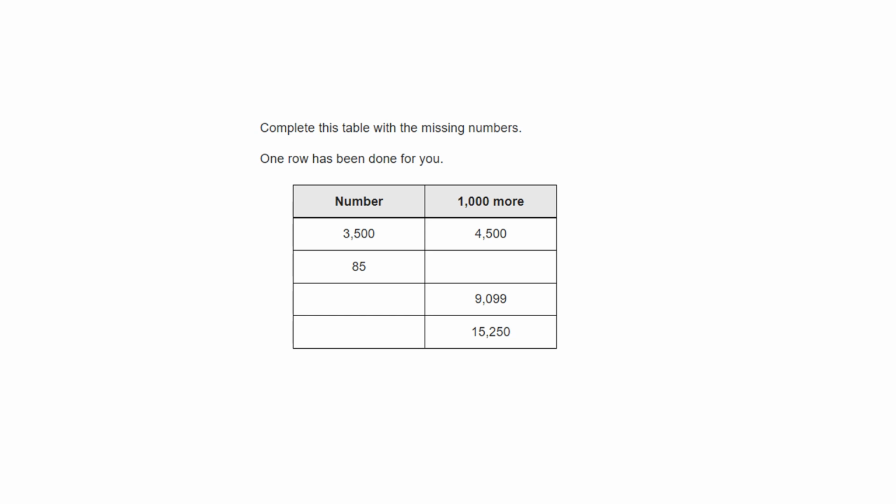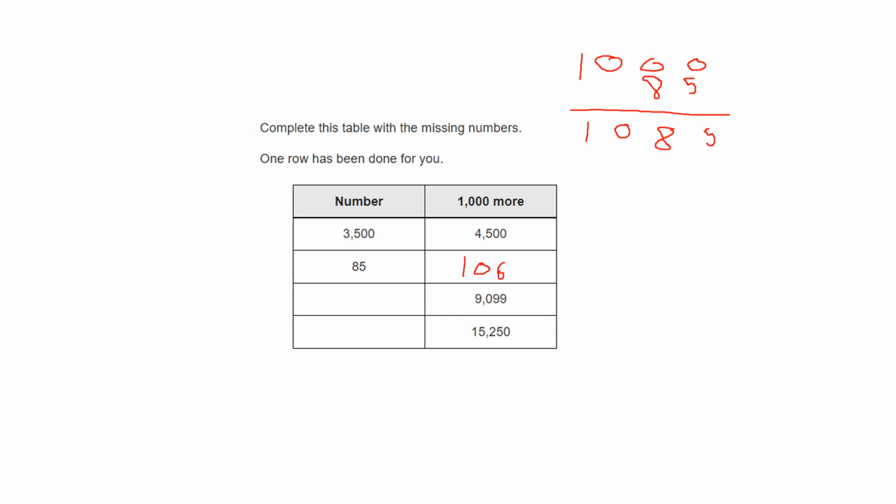Here we've got copy this table with the missing numbers. One row has been done for you. So we've got our original number and 1,000 more. Now luckily they've done the first one for you. This time I've got 85 and I need to do 1,000 more. So of course I'm going to do addition because more makes me think addition. Now I am going to put my 1,000 on top, 85 below, and of course I know that equals 1,085. Easy peasy.